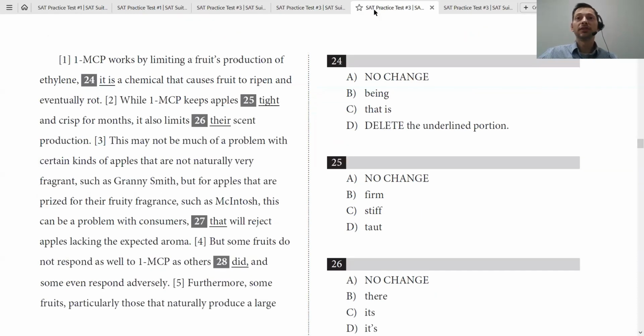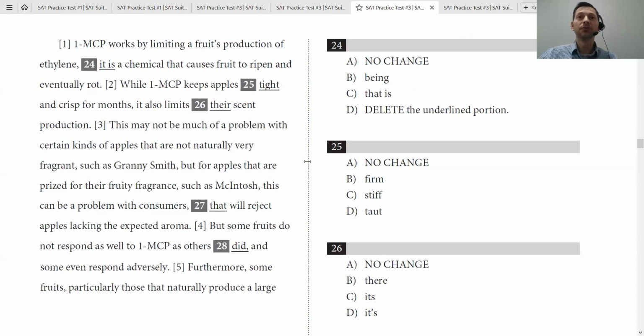So let's do another example from SAT 3. Hopefully you're getting the hang of it. Let's do number 26. While one MCP keeps apples firm and crisp for months, it also limits their scent production. Whose scent production? The apple's scent production. Right? Well, one MCP keeps apples crisp for months, it also limits their scent production. So it would be the apples' scent production. So in that case, there is right.